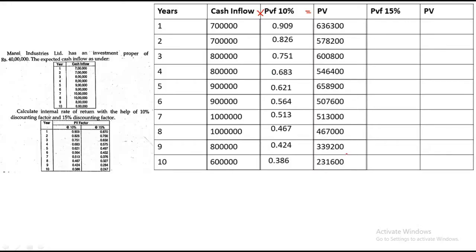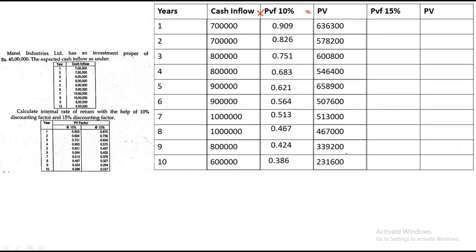Okay, so see that you all can calculate it. 7 lakh into 0.909 will give you 6 lakhs 36,300. Again, when you multiply 7 lakhs with 0.826, you will get the value as 5 lakh 78,200, and so on. So step number 1, we noted down all the cash inflows. Step number 2, the PV factor. Step 3, we multiplied and we got the present value at the rate of 10%.